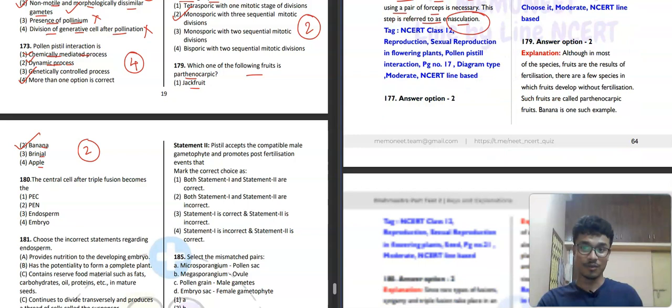But if anyone asks, we should not just know the example of a parthenocarpic fruit. What is parthenocarpy? We know that fruits form as a result of fertilization, but if a fruit develops without fertilization, that kind of fruit is called a parthenocarpic fruit. That's why we can obtain seedless banana from parthenocarpy. So the second option will be the correct answer for this question.